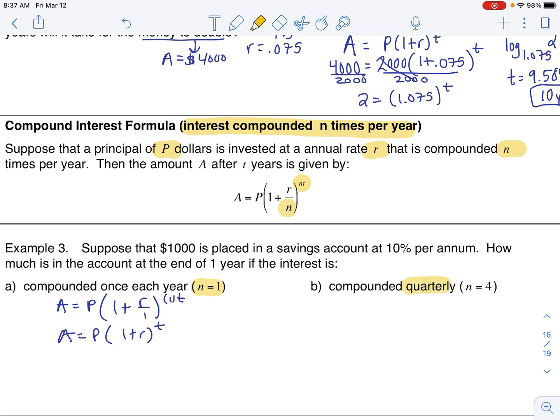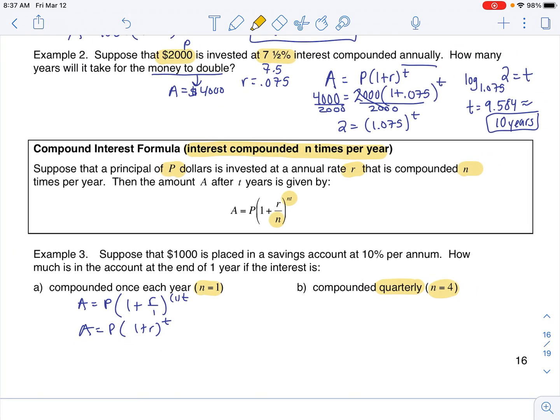But if I do it quarterly, what does quarterly mean? Quarterly means quarters, 4. There's 4 quarters in a dollar. So that means n equals 4. Some other common ones that you'll see, monthly. Well, how many months are in a year? N would be 12. Quarterly we just talked about. N was 4.